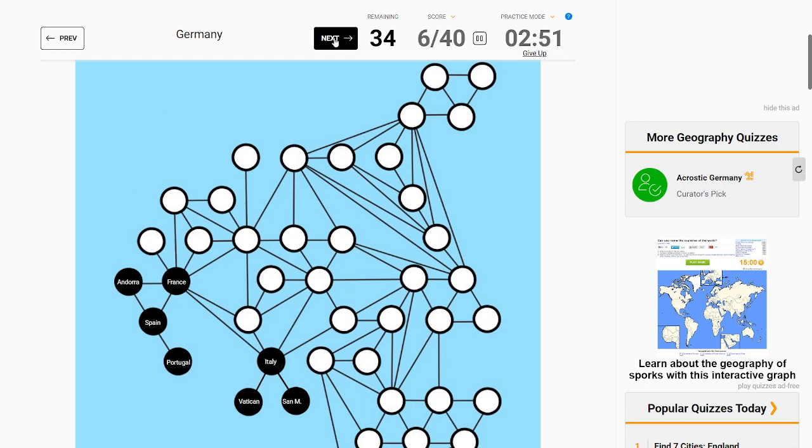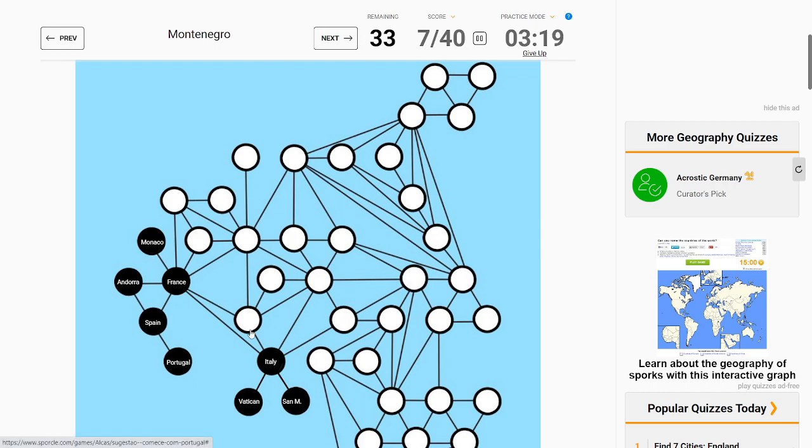France, so that's got to be Monaco. Monaco. So France also borders Italy, which we've got. It borders Switzerland and Germany. Oh, there's quite a lot going on here. Right.